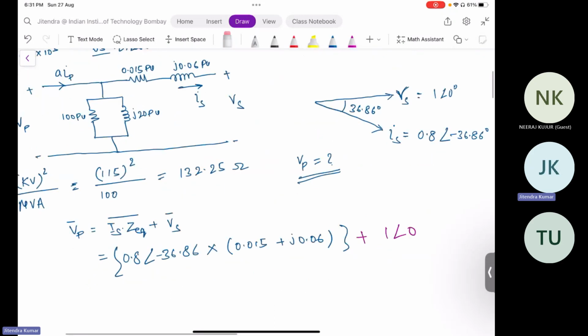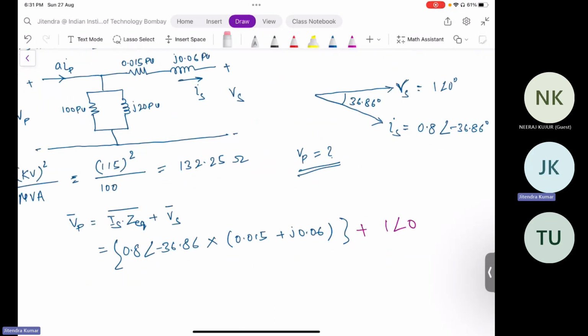Okay, so now it's just a complex calculation. I think you can do it. Please compute it and let me know the value of the primary voltage with magnitude as well as angle. These types of calculations are very important for exam purposes. You should be very handy with these calculations. The quicker you are able to solve these kinds of calculations, the more time you will get in your exam.